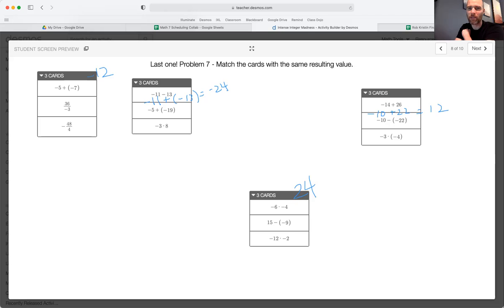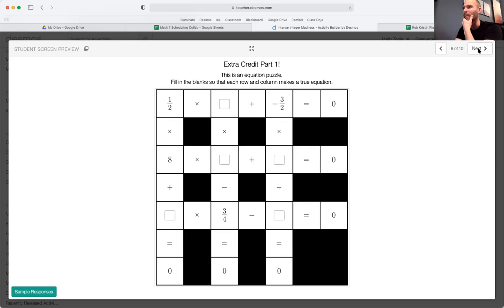All right, let's look at some of these explore bonus ones. I don't know if I'm going to do them for you or not. I might leave them as just mystery challenge. Let's see. This is an equation puzzle. Fill in the blanks so that each row and column makes a true equation. I could sit here and figure this out if I wanted to. That would take me a long time. I see a button down here that says sample responses. Let's see if we can get a little help from there.